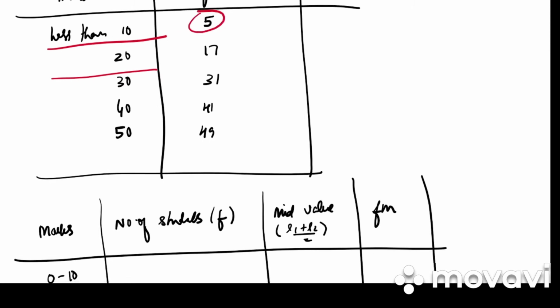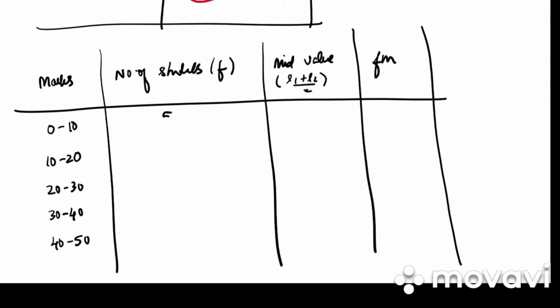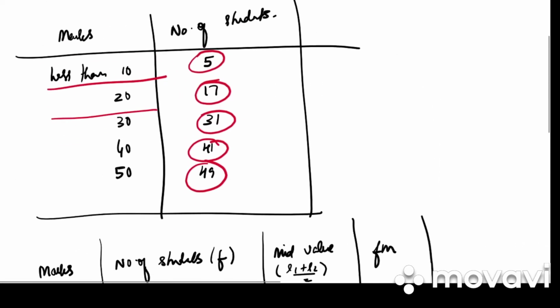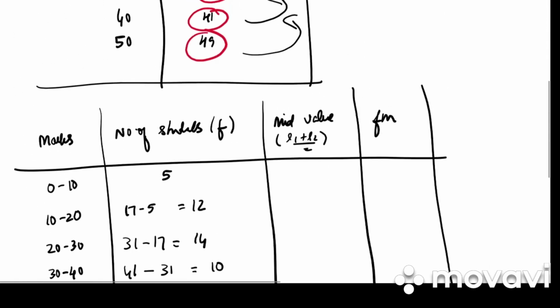Then they have given us number of students 5, 17, 31, 41, 49. So first will be as it is, 5. Second it will be 17 minus 5, that is 12. Then we have 31 minus 17, 14. This is the same thing which we did in ogives. Then we have 41 minus 31, 10. And last we have 49 minus 41, which is 8. So all you have to do is, first one will be as it is, then 17 minus 5, 31 minus 17, 41 minus 31, 49 minus 41.